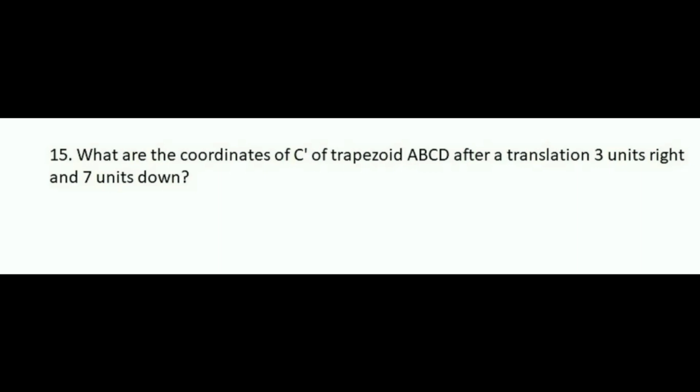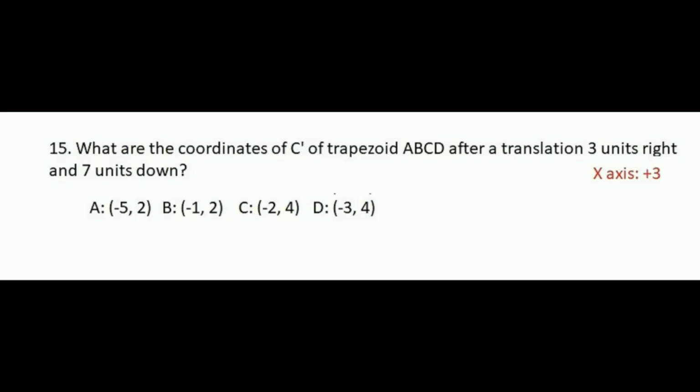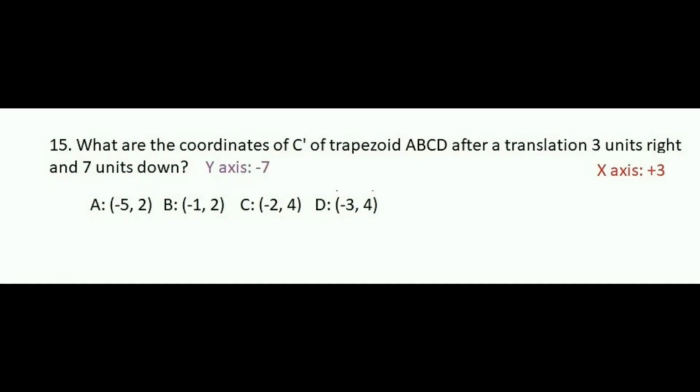Now, if we are moving 3 units to the right, that means we're moving in the positive direction. So that means that we're going to add 3 to all of our x coordinates. What are our x coordinates? When we start, A is at -5, 2, B is at -1, 2, C is at -2, 4, and D is at -3, 4. So again, we add 3 because we're moving 3 units to the right, and we also move 7 units down. That means we subtract 7. Since we're moving down, it's negative.